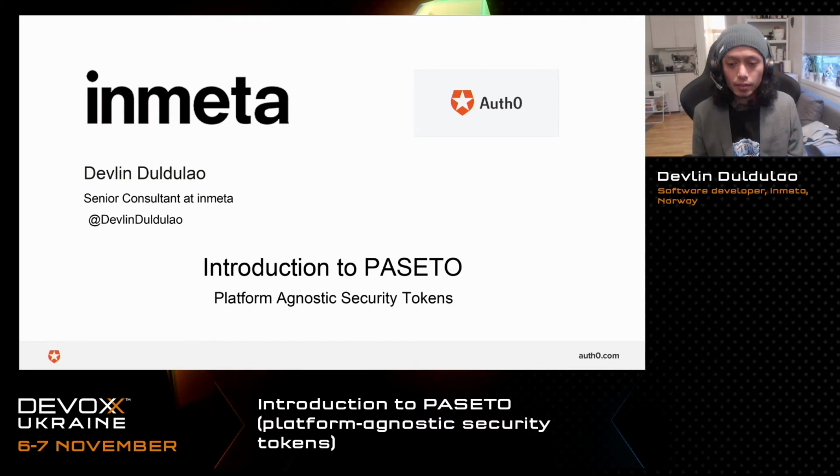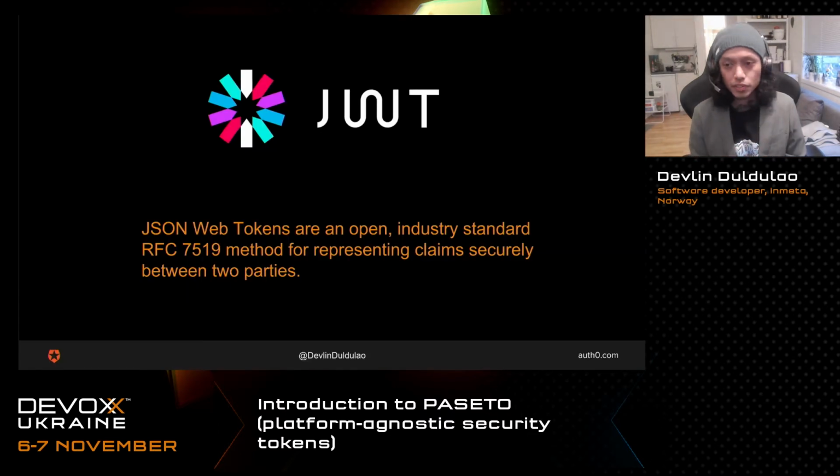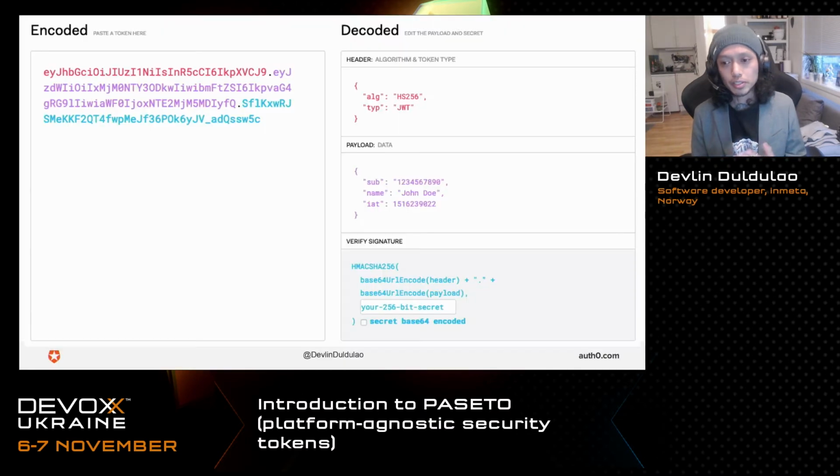Just a recap of JWT. We know JSON Web Tokens are an open industry standard, RFC 7519, method for representing claims securely between two parties, right? And here's the JWT sample. You have the subject, and IAT as issued at time. This is just a basic recap of JWT.